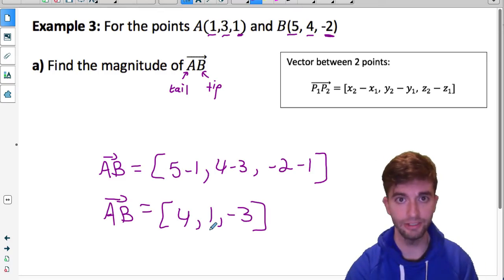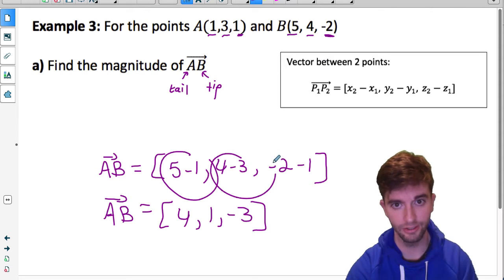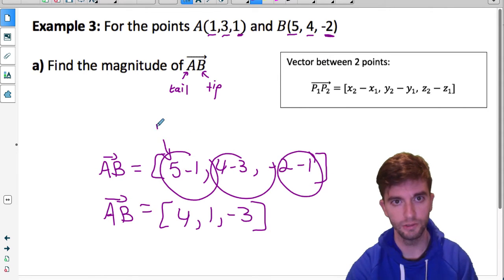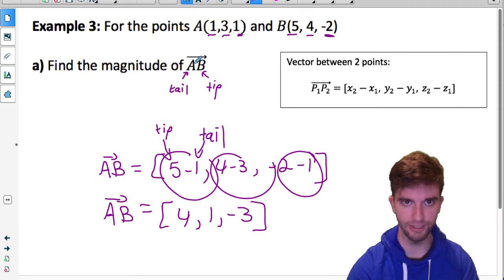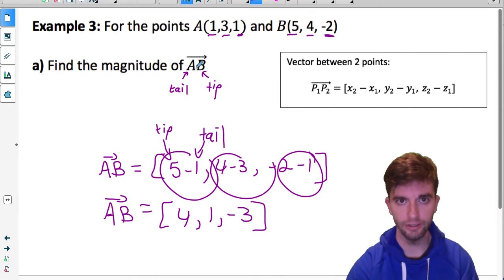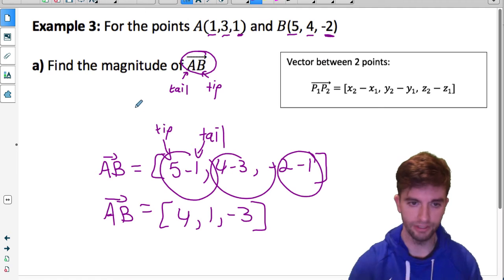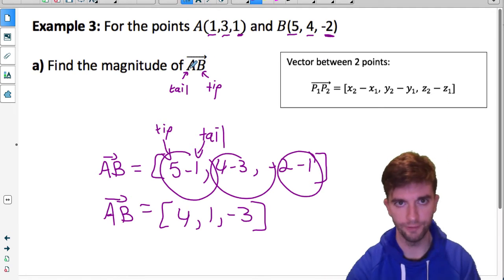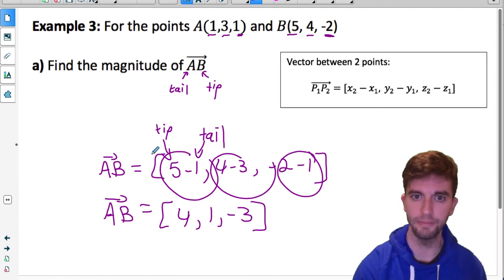So last reminder, whenever we're doing these differences, always tip minus tail. And we know which one is the tip and tail based on the order of the letters in this representation of the vector. The first letter is the tail, the second letter is the tip.